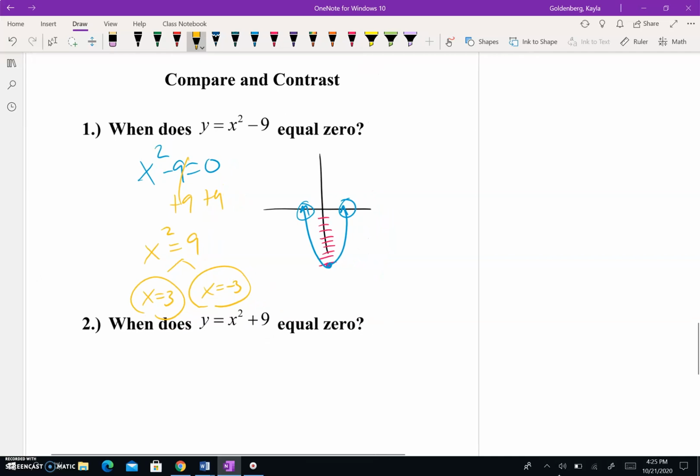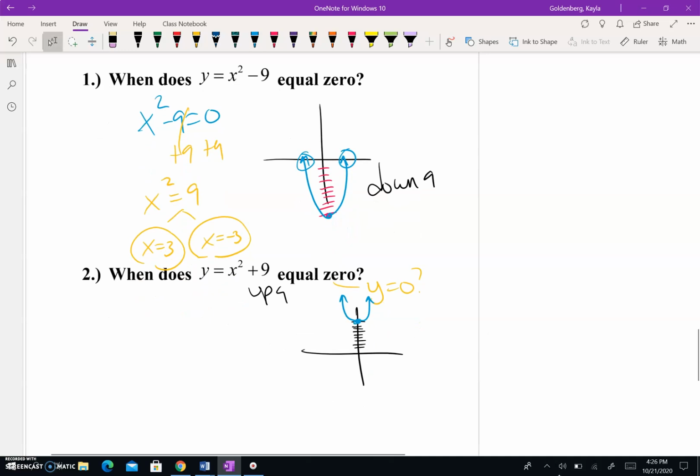Let's think about, when does y equals x squared plus 9 equal 0? When is the output, when is y equal to 0? If I think about this one, it is going to be up 9, whereas this one was down 9. 1, 2, 3, 4, 5, 6, 7, 8, 9. So, what do you guys think about this one? Think to yourself, what would this one be in comparison? This one's going to be a little weird.